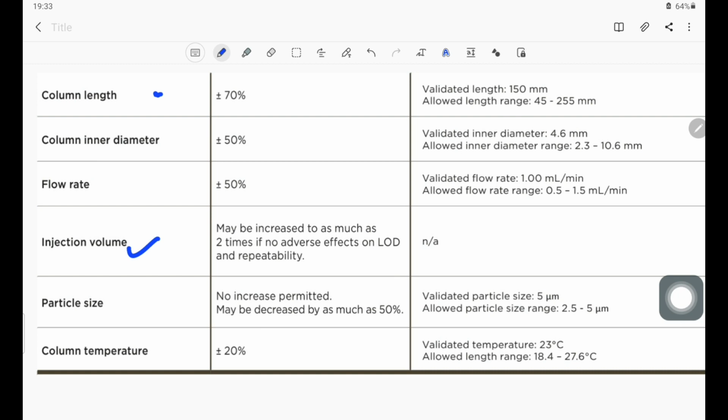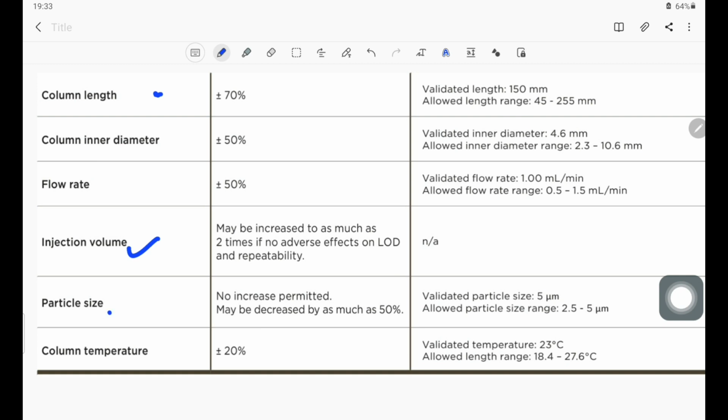It says that the injection volume may be increased to as much as 2 times if there are no adverse effects on LOD and repeatability. It means the injection volume can be changed to 2 times, but it should not have an effect on the LOD and LOQ values.